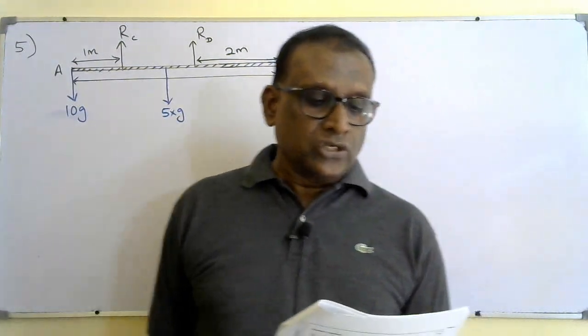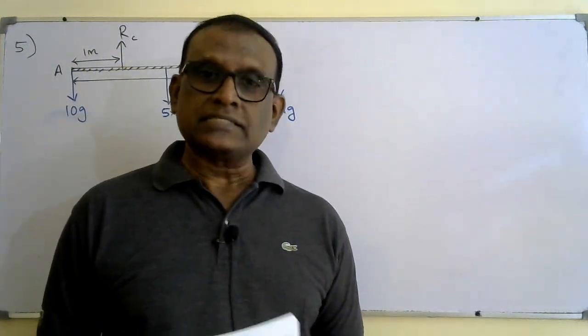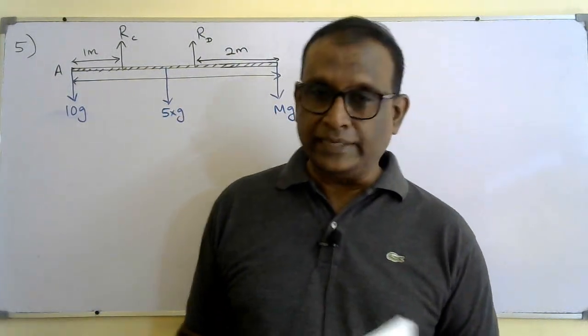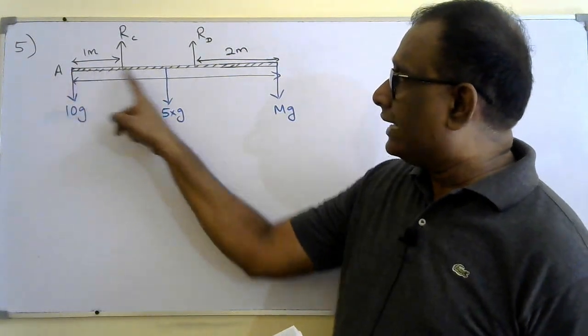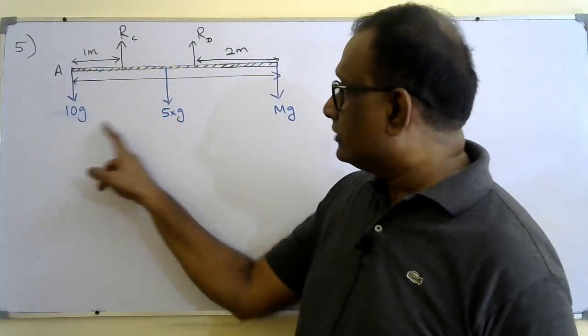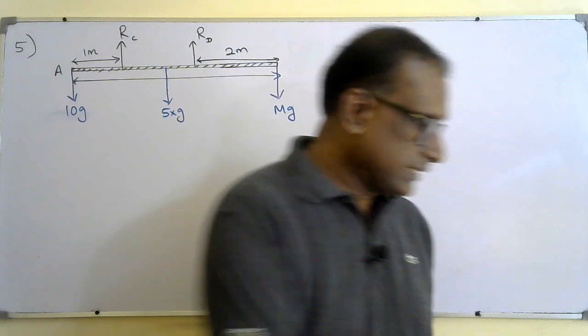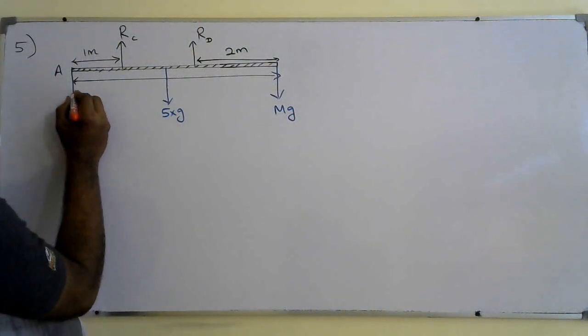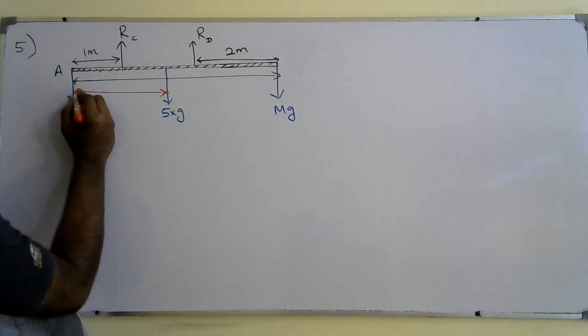Okay, anyway, the uniform rod AB. Uniform rod means the center of mass, the weight, will act at the center of it. It's 5 meters, so from A at 2.5 meters is the weight, so this distance is going to be 2.5 meters. So from here to here, this is 2.5 meters.